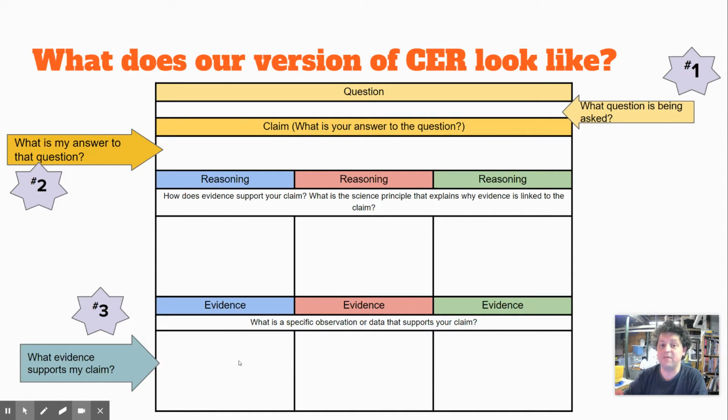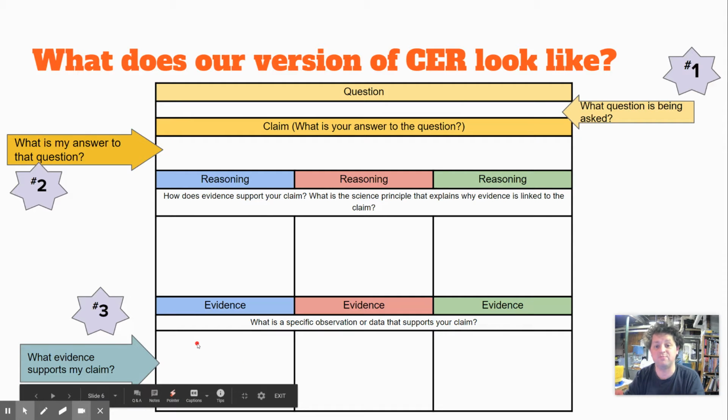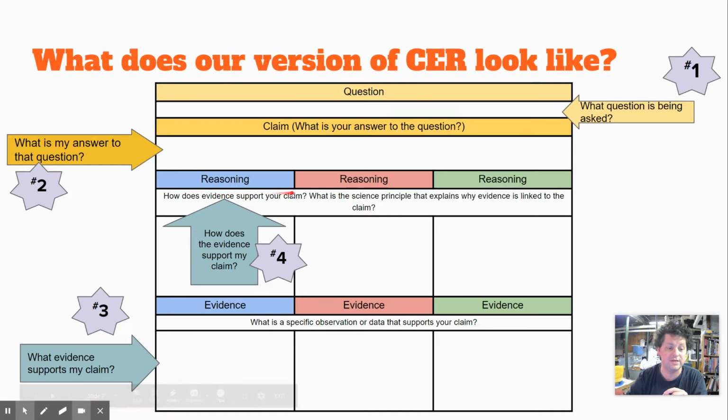And for a lot of people, that might be where we end it. You'd say, where are they? Well, according to these journals, they sleep, and according to this, I see them at the bottom of the ice not moving. They must be sleeping. And what we want to do is provide that link. We want to provide that link through something called reasoning. How does that evidence support your claim? What is the science principle that explains why that evidence is linked to that claim?